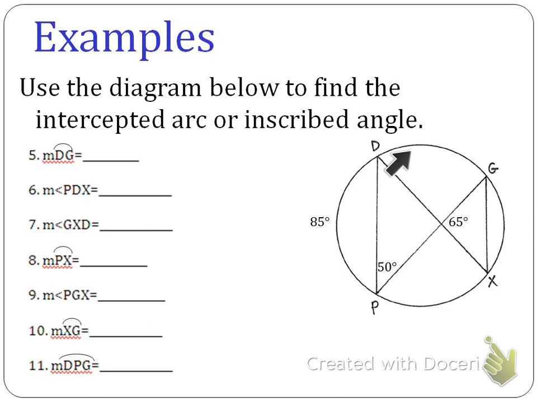So to recap what we've learned today, in order to find the measure of an arc, we double an inscribed angle. In order to find an inscribed angle, like we did for this one, DXG, we take half of the intercepted arc.